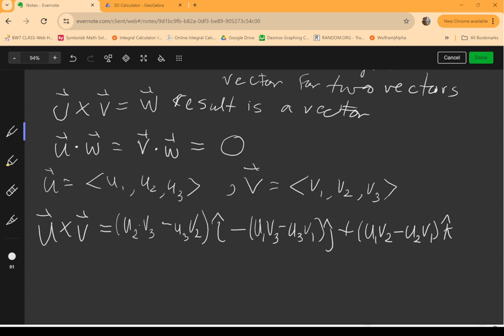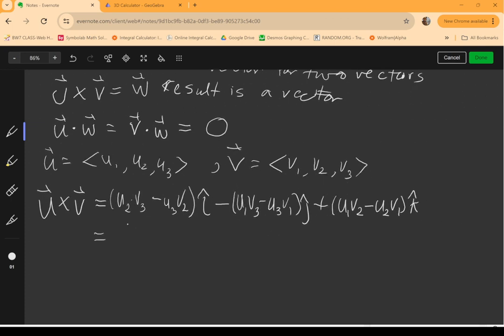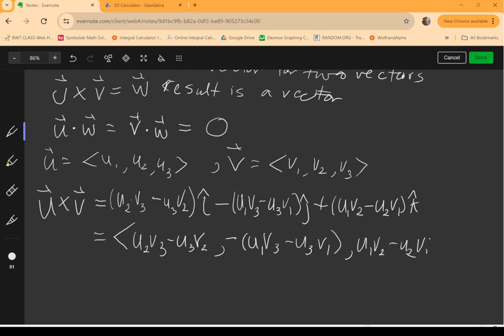All right. Or in our vector notation and not in the component form, we'd have u2 v3 minus u3 v2, and then minus u1 v3 minus u3 v1, and then u1, the last component, v2 minus u2 v1. Okay, whichever formulation you like to represent it as, unless it's asking for a specific one, it would look like that, right?